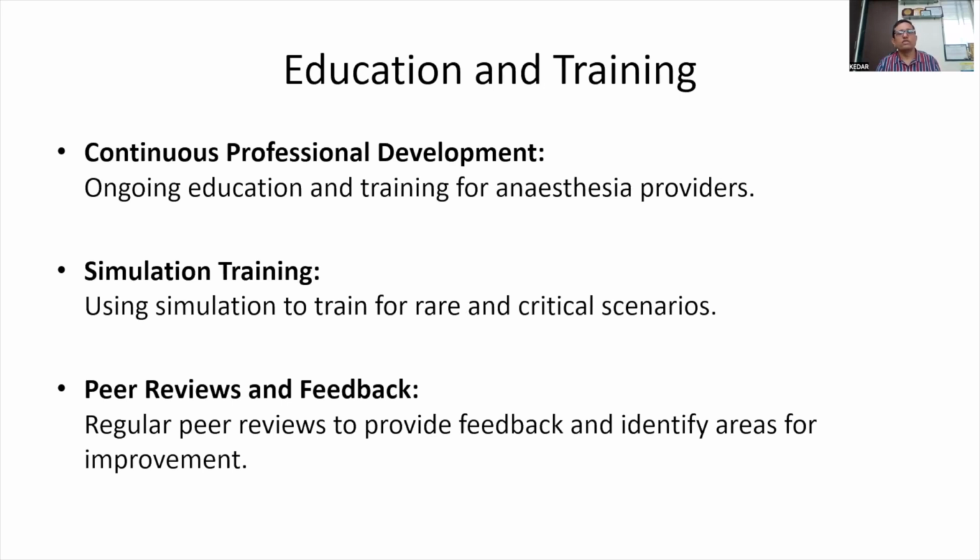Continuous professional development is very, very important. So I am really happy to see that this is the 100th education activity by the Anesthesia Forum. We must commend the efforts of all those involved.